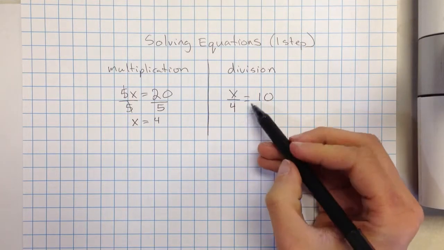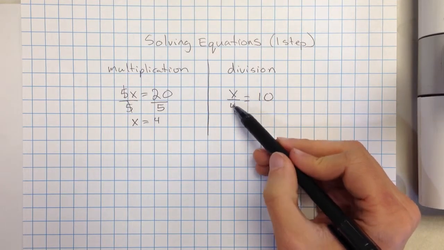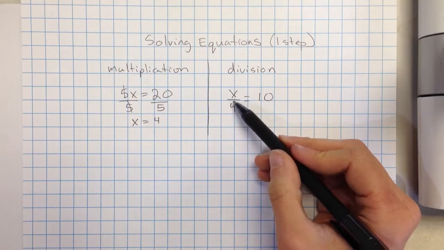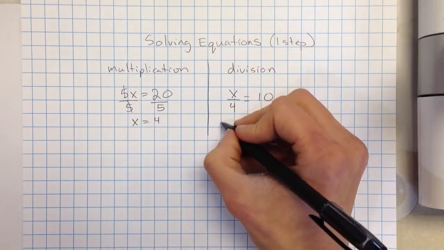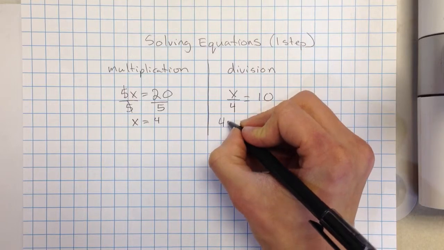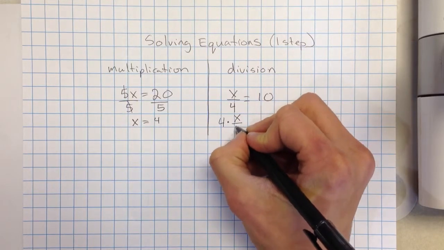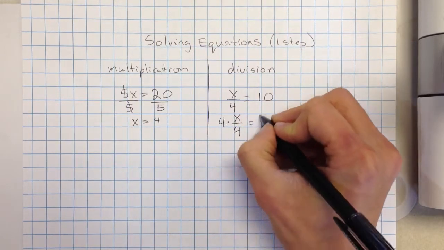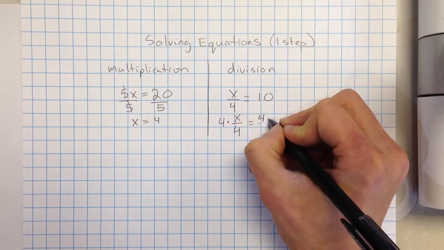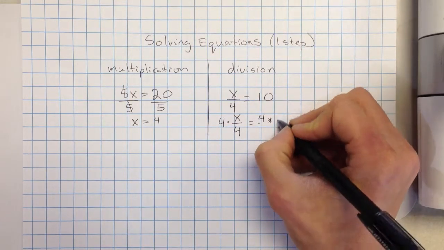I'm going to look for the operation that's taking place. It's being divided by 4. The opposite of that is multiplying by 4. So I'd rewrite this as multiplying by 4 on the left side and also multiplying by 4 on the right side.